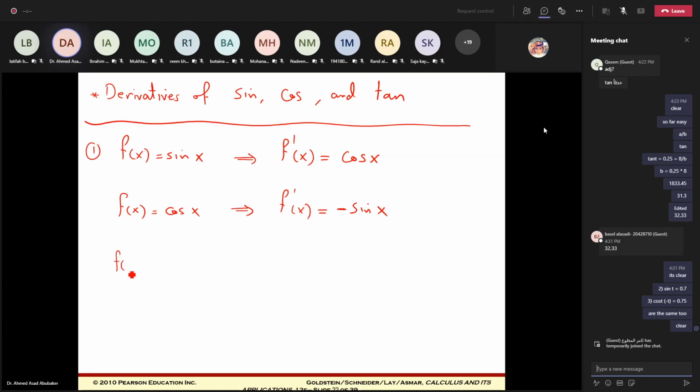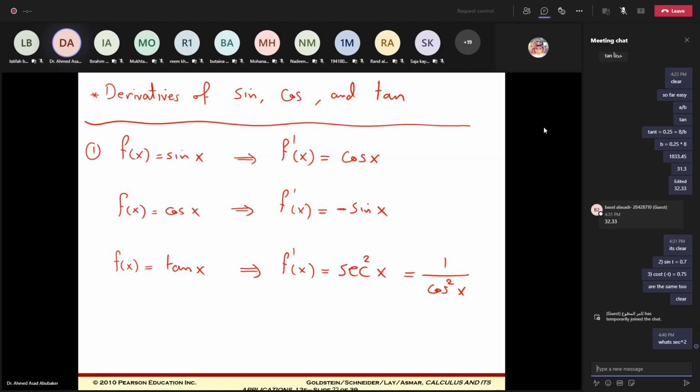But if we have f of x equals tan x, the first derivative, f prime, equals secant square x or 1 over cosine square. So the first derivative equals secant square or 1 over cosine square. Example about this.